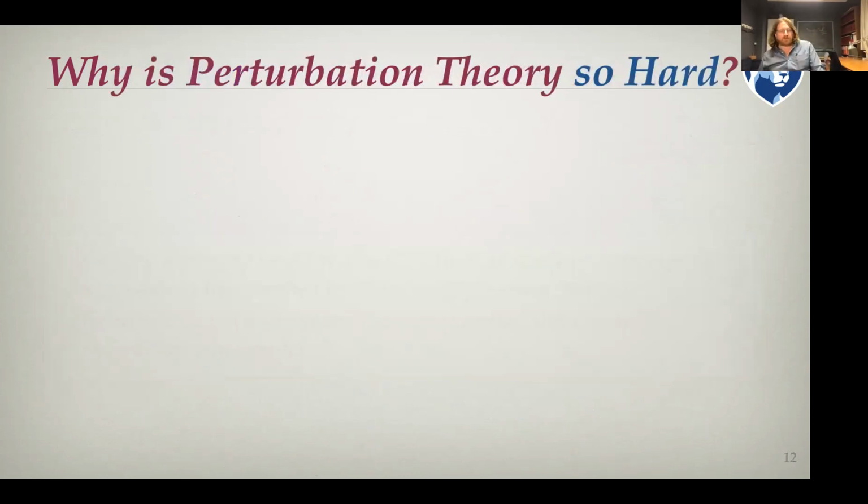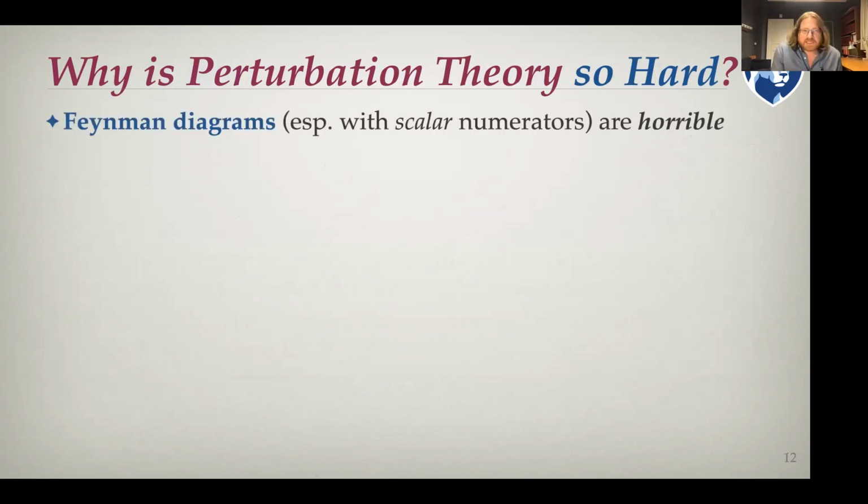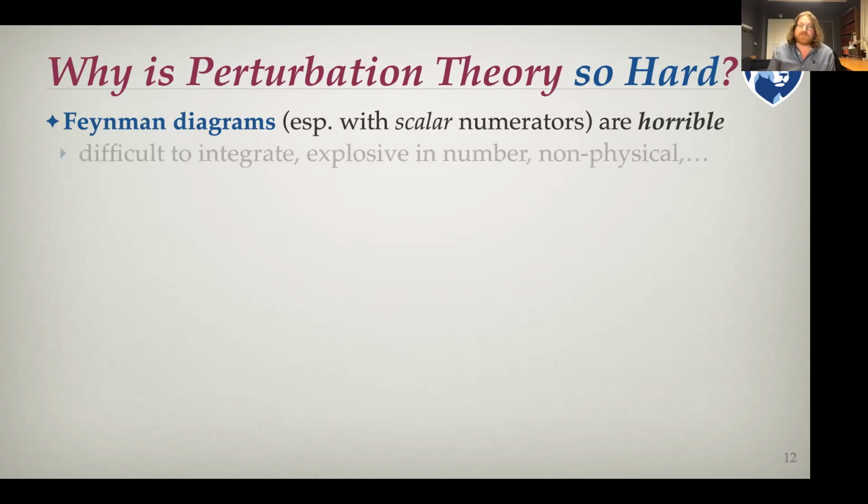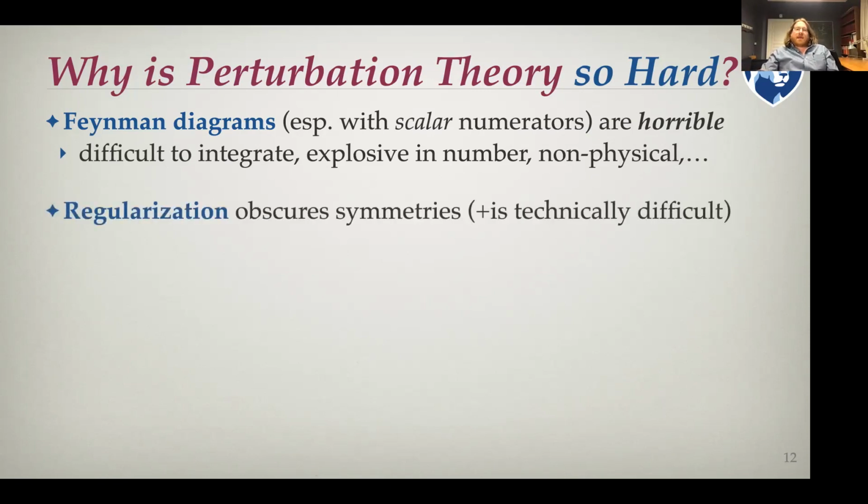Why is perturbation theory so hard? Well, one reason is because Feynman diagrams are pretty terrible as integrals and as just functions. They're just terrible. And they're also explosive in number. They contain non-physical degrees of freedom. So all of the integrals that we get from a textbook are just terrible things. Also, amplitudes, especially in theories like the standard model, aren't observable. You need to talk about ratios or cross sections. And that means that you need to regulate the amplitudes. And this regularization is often technically very difficult, and it deeply obscures any of the niceness that you might find.